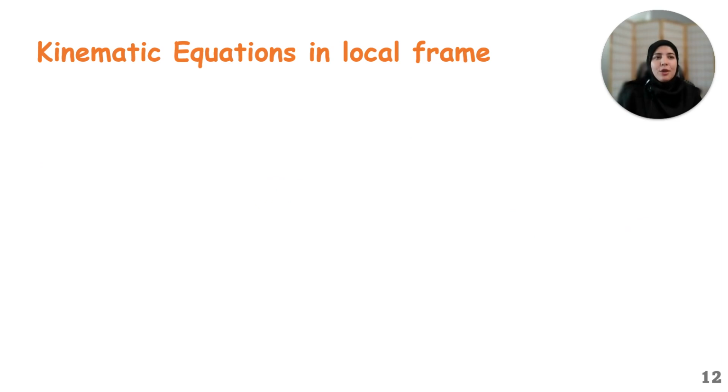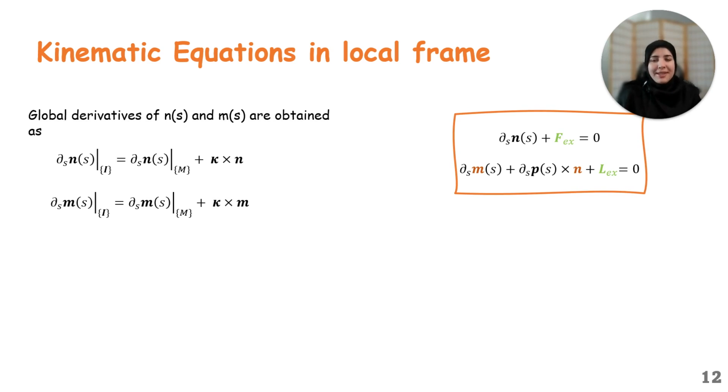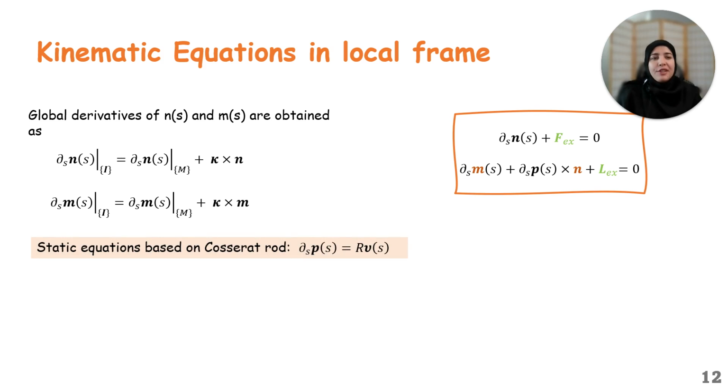Alright, we were working toward obtaining kinematic equations in the local frame. So far, we could get the global derivatives of internal forces and moments in terms of their local ones, as you see here. Another thing that helps us here is the static equation. From the static equation, we know that the derivative of the position vector is equal to R multiplied by nu. Now I'm substituting these two into the moment balance equation. The first two terms here represent the derivative of m in the global frame, and in the third term R nu replaces the derivative of the position vector according to the static equation.